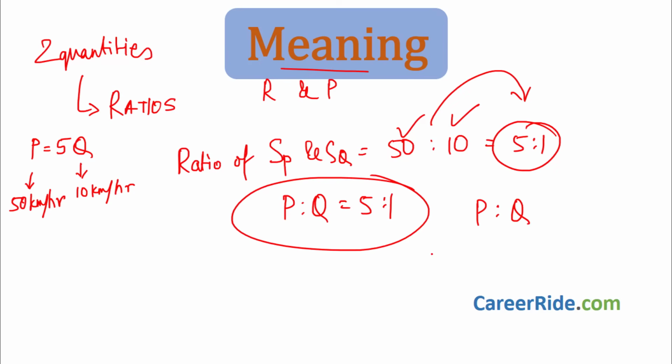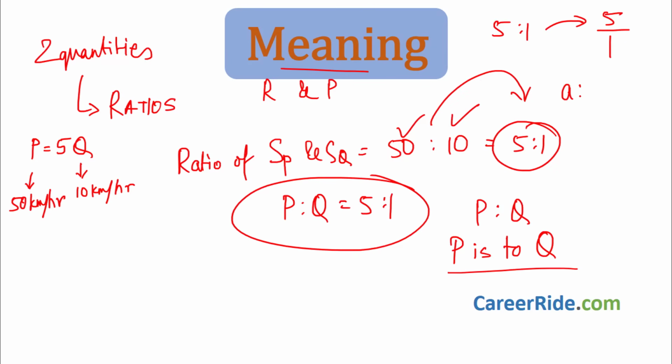So this is read as nothing but P is to Q, right? Now over here these ratios are always written like this, but there is another way of writing ratio, and that is nothing but 5/1. So if the ratio is A is to B, you can write it as A by B. If the ratio is B is to A, you can write it as B upon A, B divided by A. This is actually the meaning of ratio. It is nothing but when we are comparing two quantities, we write their comparison in this format, in the format of ratio. So ratio can be considered as like a simple fraction.